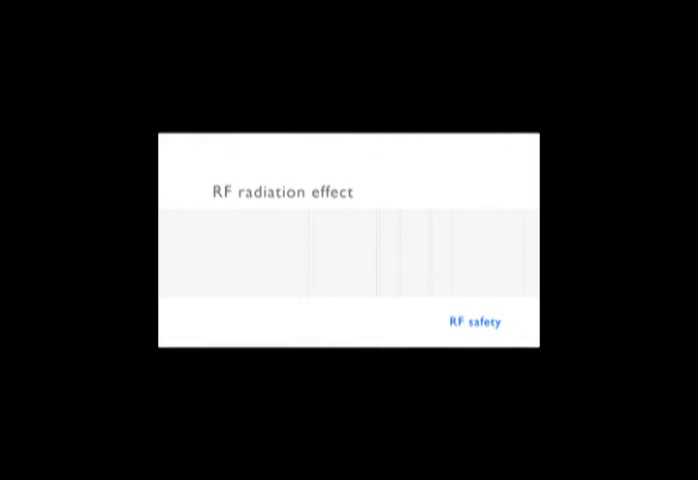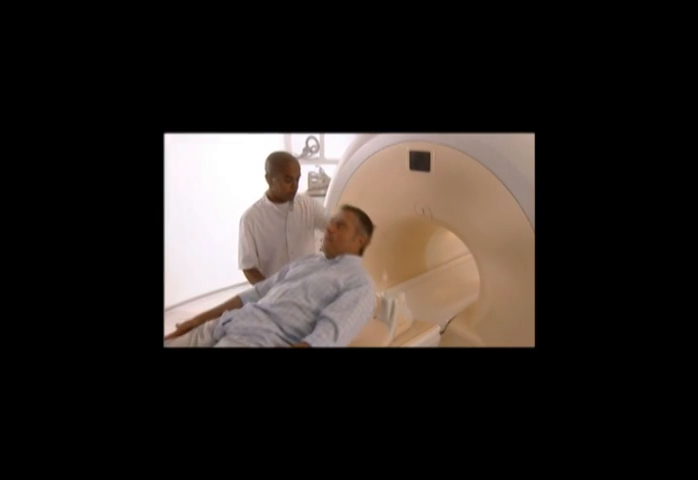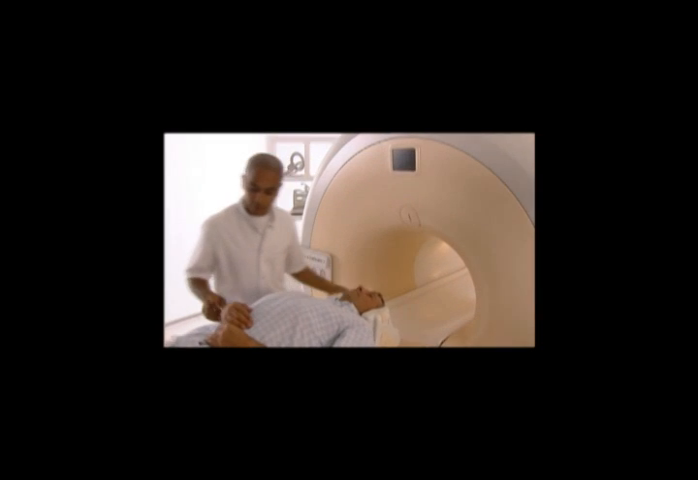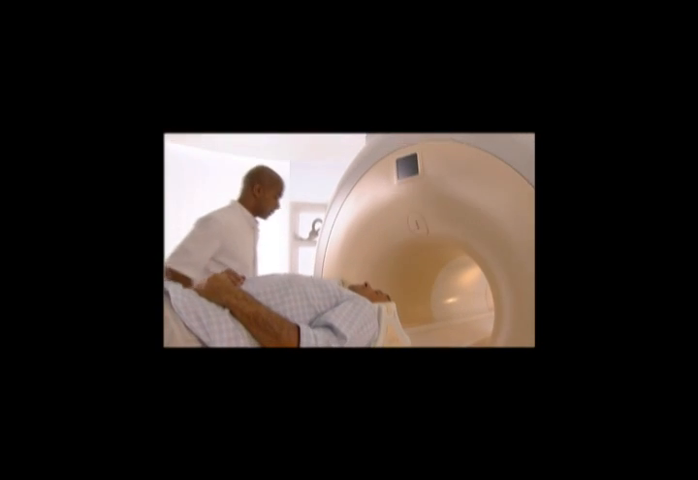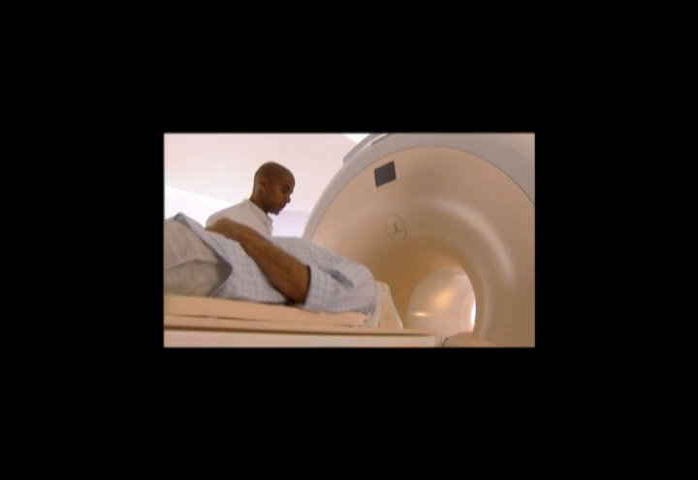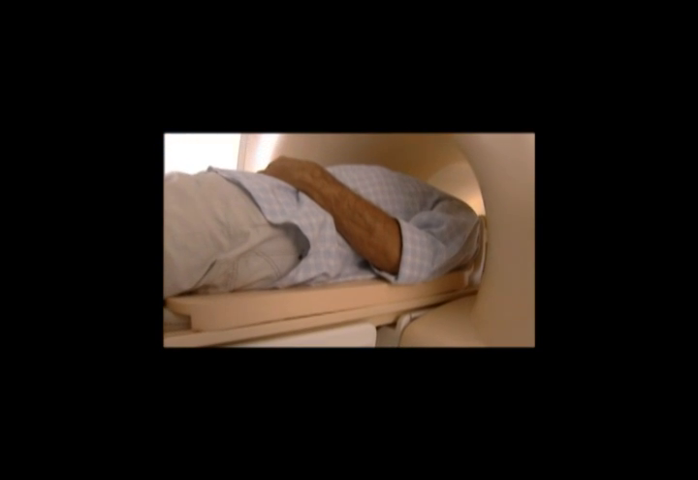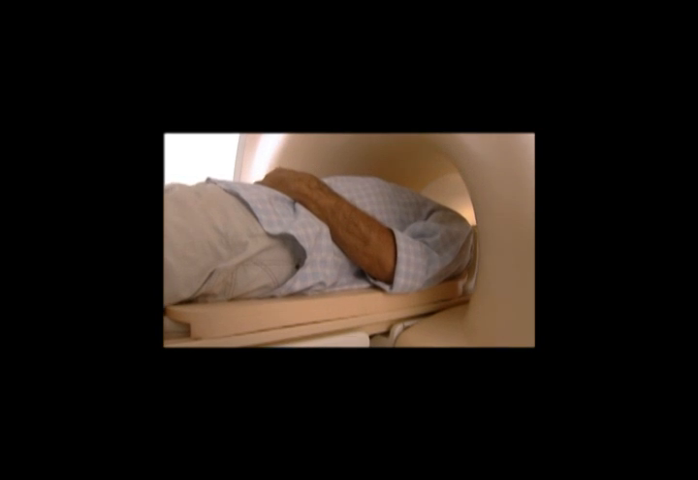RF radiation effect. The transfer of energy to living tissue has a warming effect, similar to that created by a microwave oven, but much weaker. The patient may experience a feeling of warmth, but there are generally no side effects.